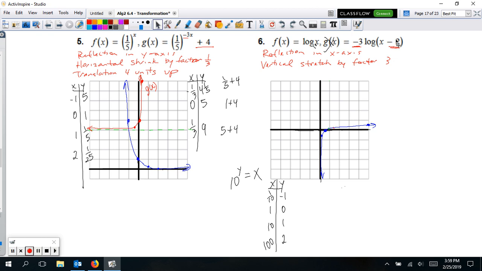And the last one is it's going to be an h number inside here. H will actually be positive 2. So that means it's going to go right 2 units. So translation, right 2 units is our last one. So those are our 3 descriptions of the transformation.